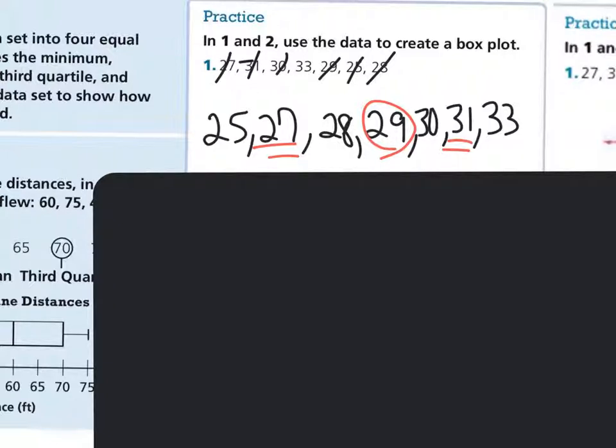And then from there, we could draw our box plot. So drawing the box plot, you're going to start from your minimum value, in this case 25. We're going to be going from 25 to 33, so that gives you an idea of what you're working with. We can probably just go by ones on our number line here.